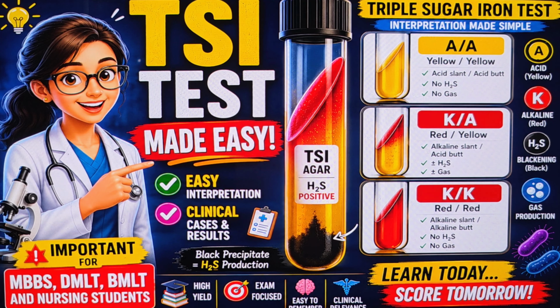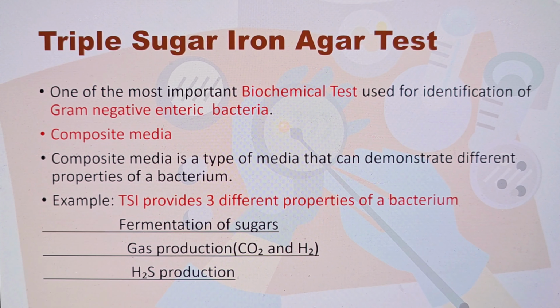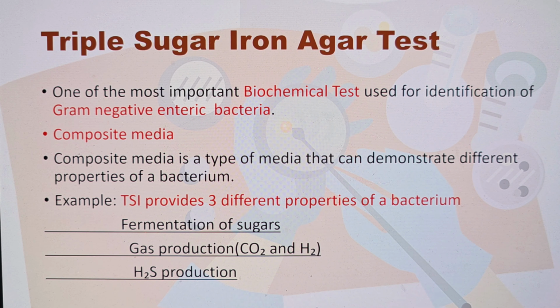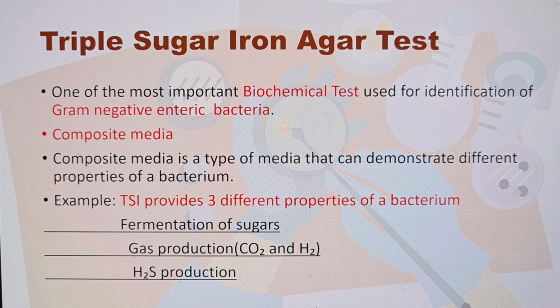In this session, we will discuss the TSI test, an important biochemical test used to differentiate enteric bacteria. Triple sugar iron agar test. This is one of the most important biochemical tests used for identification of gram-negative enteric bacteria. So, the media used is triple sugar iron agar.